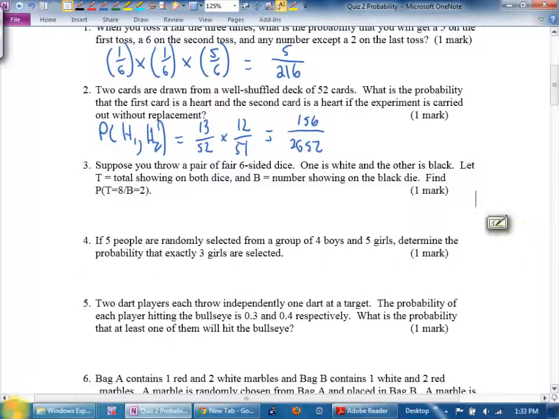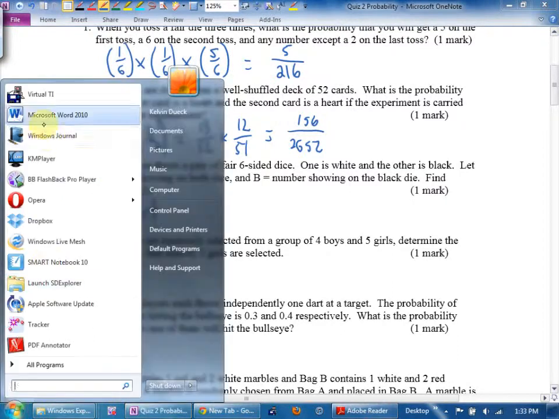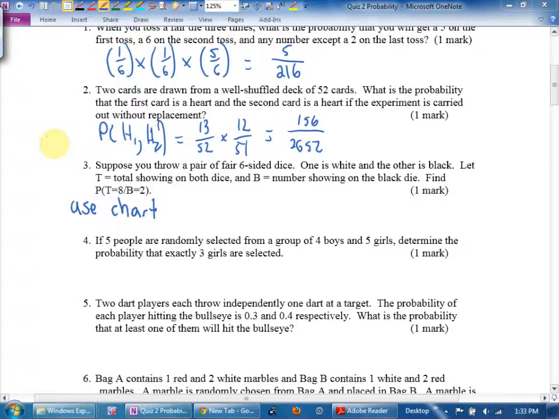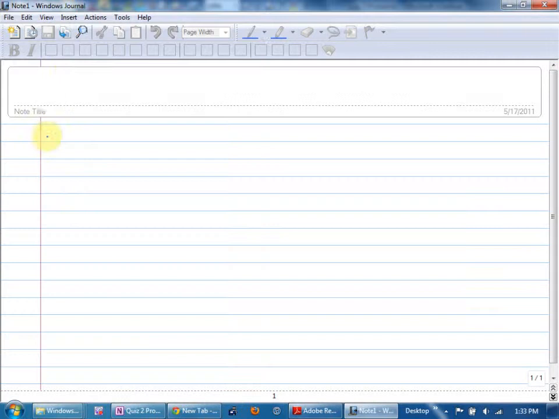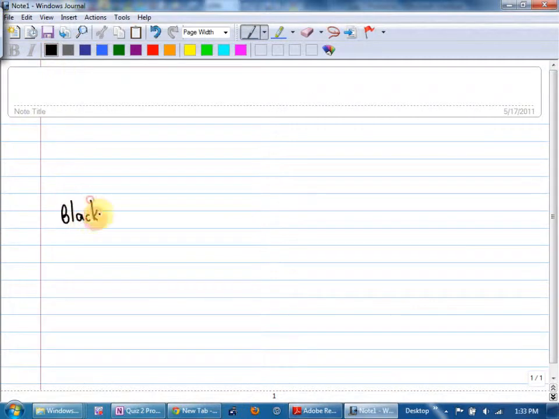Where am I going to do my chart? So I'm going to write down here, use chart, and I'm going to wimp out and just open up a brand new page here. So I'm going to have black dice, 1, 2, 3, 4, 5, 6. What was the other color dice? White, 1, 2, 3, 4, 5, 6.